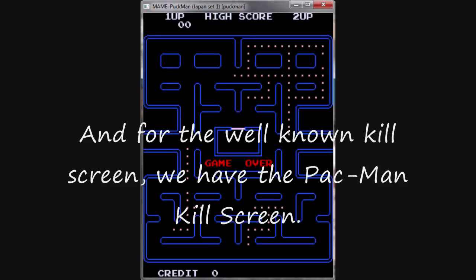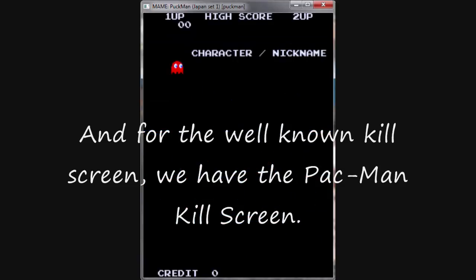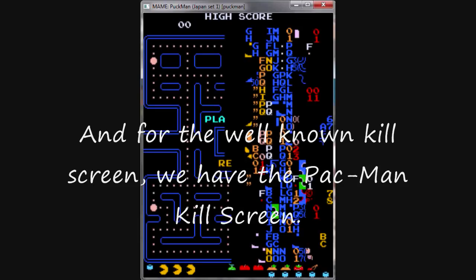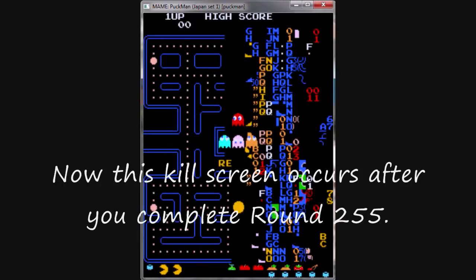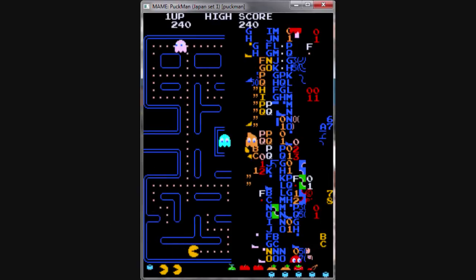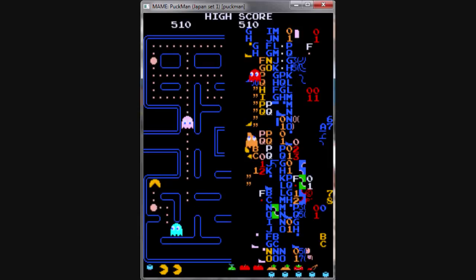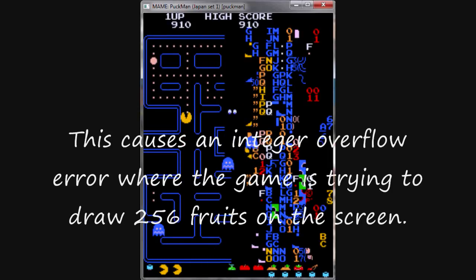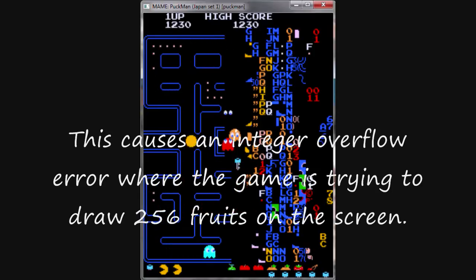And for the well-known kill screen, we have the Pac-Man kill screen. Now this kill screen occurs after you complete round 255. And this kill screen is shown where the game is trying to go to round 256 and can't do that. This causes an integer overflow where the game is trying to draw 256 fruits on the screen.